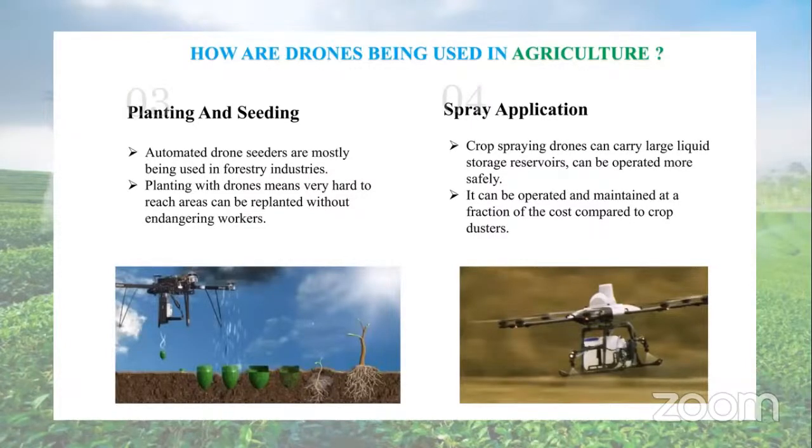And the next one is spraying application. For spraying, we use fixed wing drones and multi-copter drones. Drone crop spraying is a process of using drones to apply pesticides to the crops. This method is becoming more popular among farmers as it is more efficient and precise than the traditional method. In the traditional spraying method, we required more workers, and the workers should be very close to the chemicals.